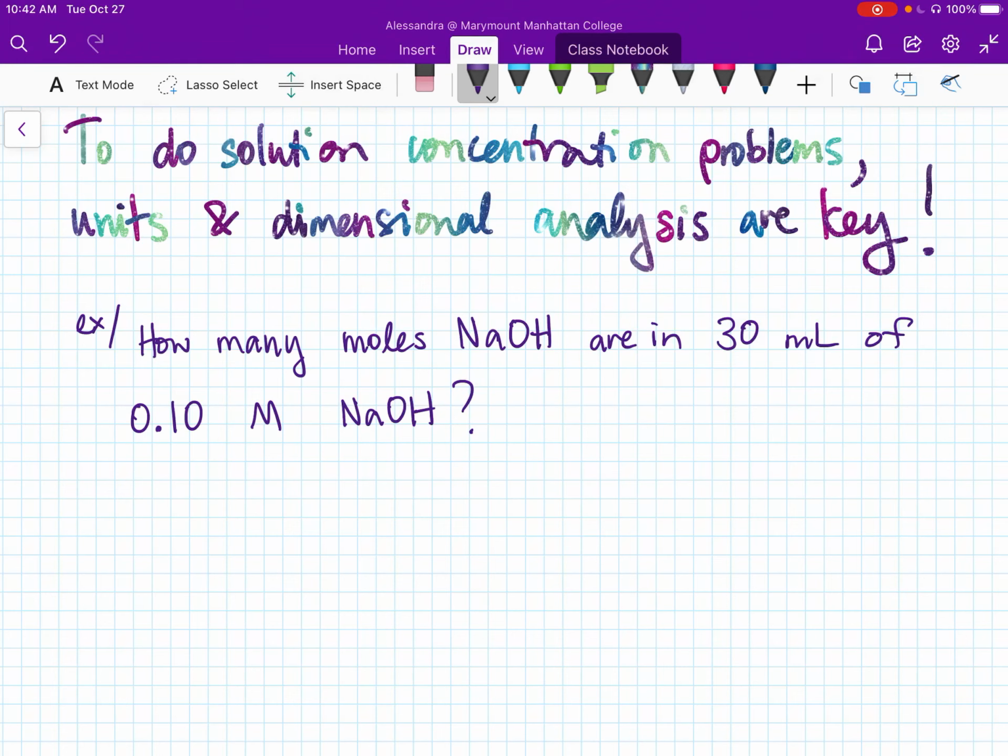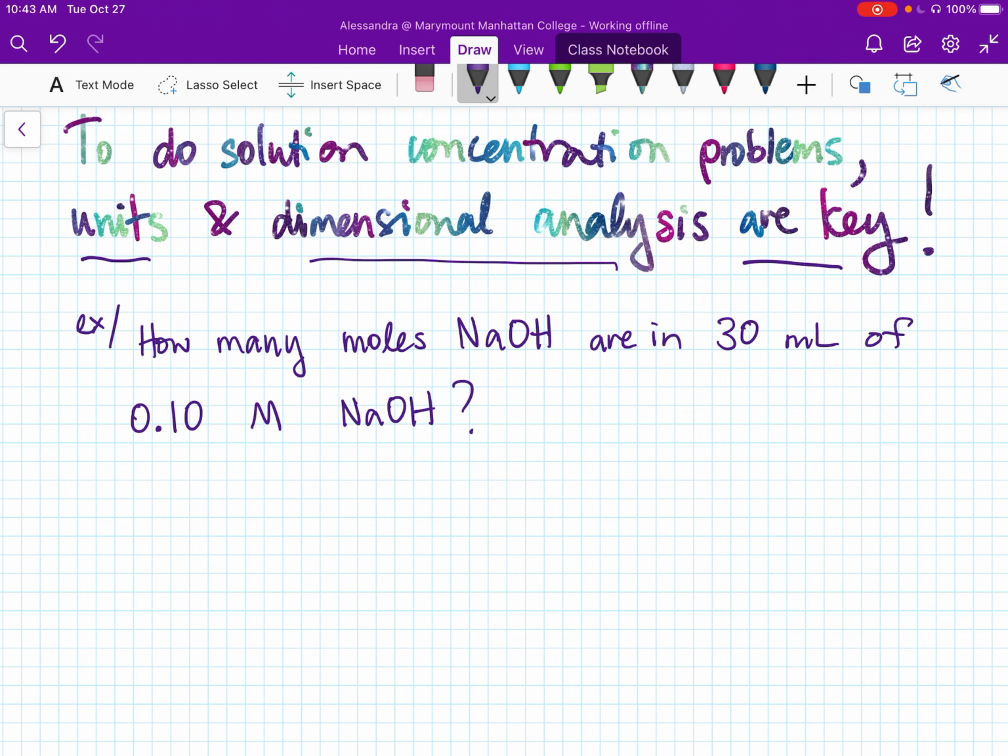To do solution concentration problems, the key is to manipulate your units. Units and dimensional analysis, also known as the unit factor method, through which we cancel unwanted units, are going to be key to solving all of these problems. And in many senses, they're just complicated unit conversions.